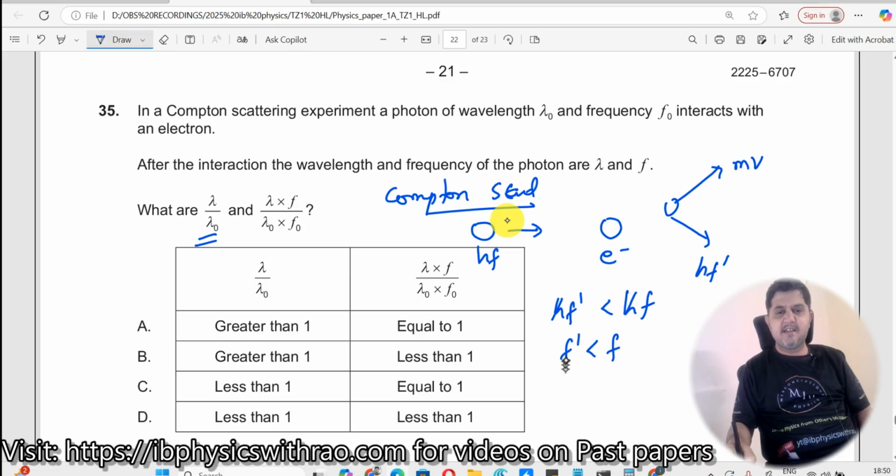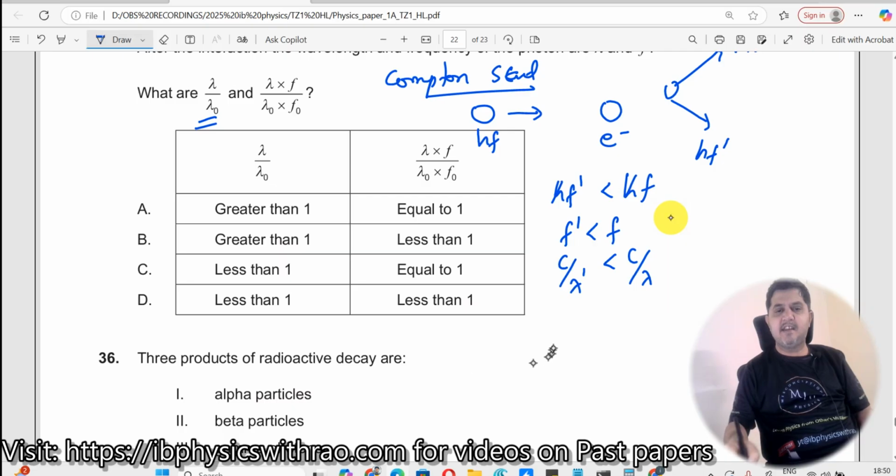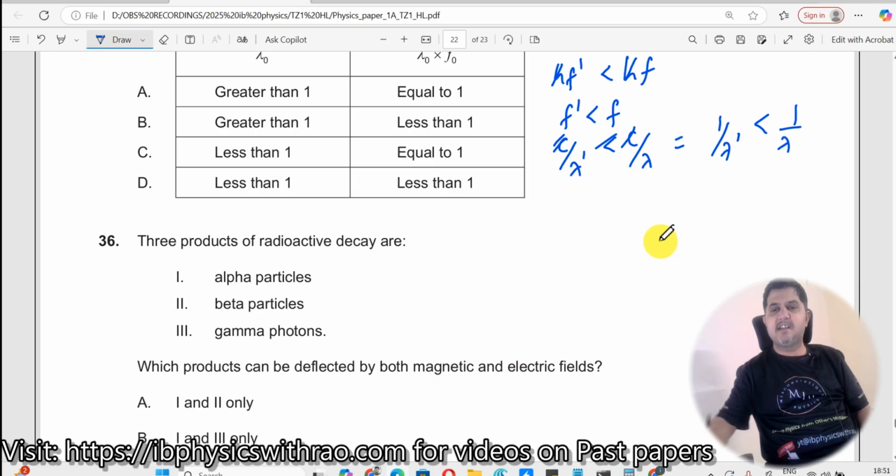Or in other words, we know f can be written as c by lambda, right? So c by lambda dash is less than c by lambda. Now what is c here? Velocity of light, so I can cancel these two. And I can now write this as 1 by lambda dash is less than 1 by lambda. So what does it tell you? Based on inequalities, we can say lambda dash is greater than lambda, or lambda dash divided by lambda is greater than 1.